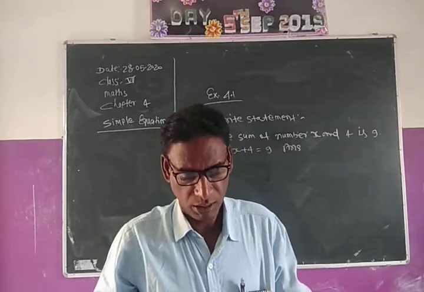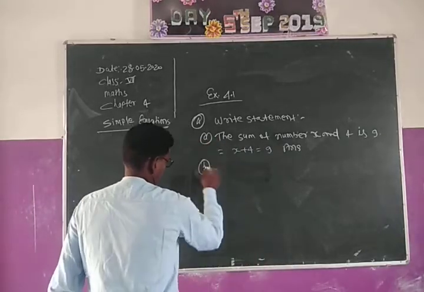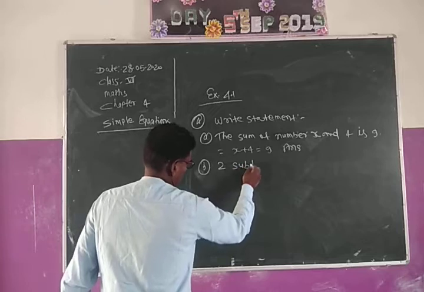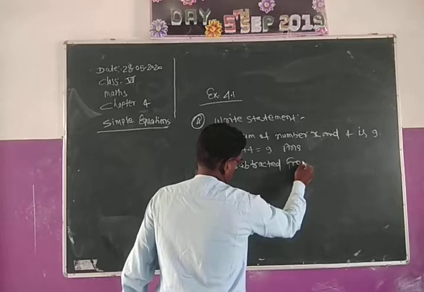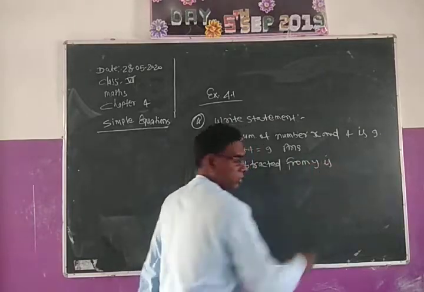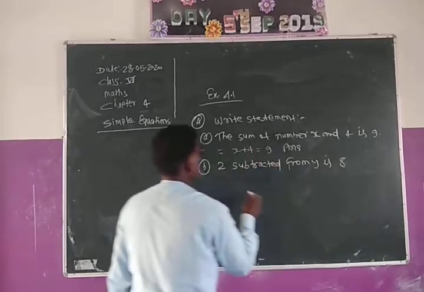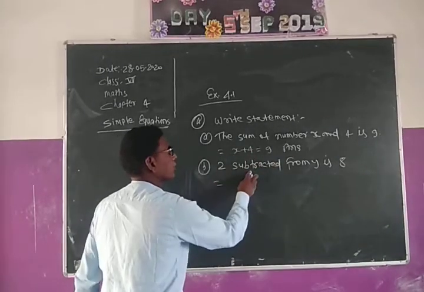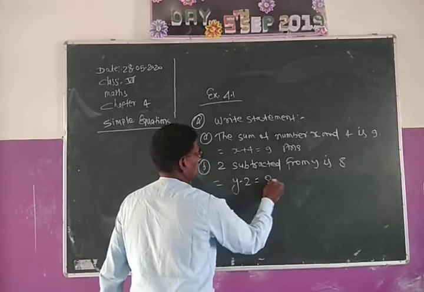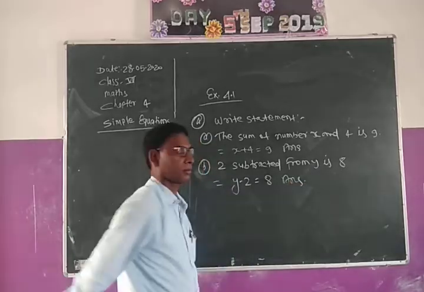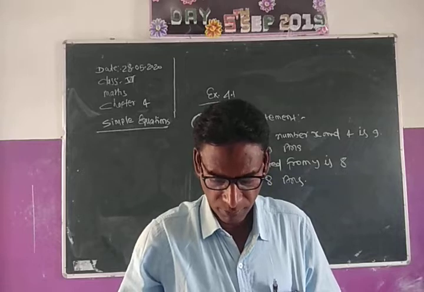Similarly, you will do the next. 2 subtracted from y is 8. For it, you write 2 subtracted from y, y minus 2 is equal to 8. Answer. Similarly, you will do the next question.